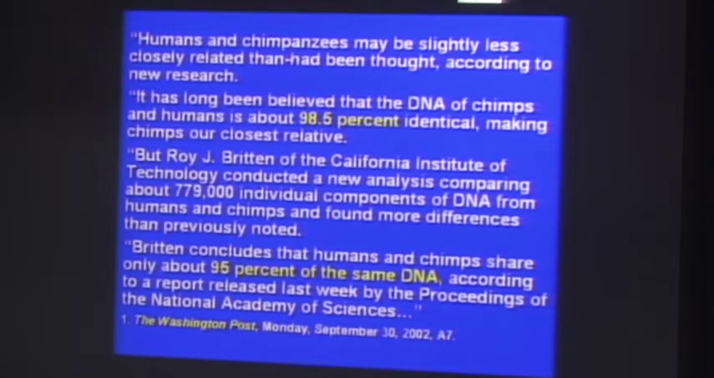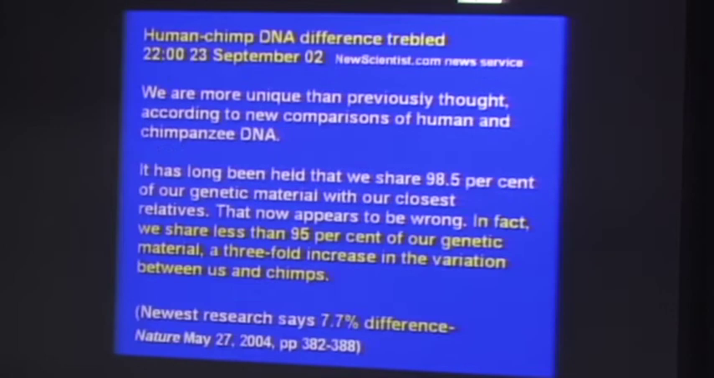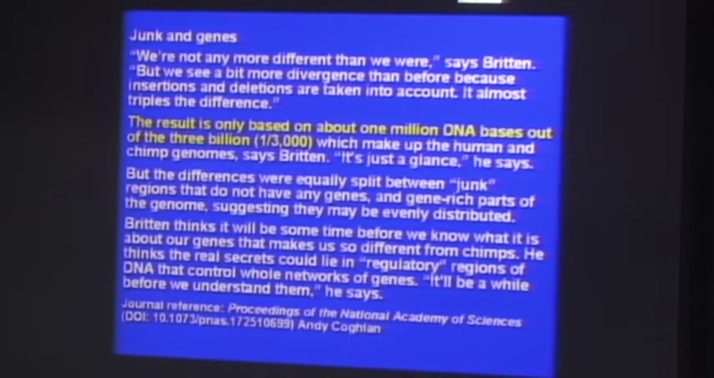Now then, later they found out, oh, actually it's a 95% similarity, which is 5% difference. And just recently they said, oh no, wow, look at this, it's 7.7% difference. The more we study about this, the worse the problem gets for the evolutionist. Actually, it's becoming worse by the day. This result is based on only 1 million DNA bases out of 3 billion. They've only analyzed 1/3000th of the human DNA code. Very small percent has actually been analyzed.